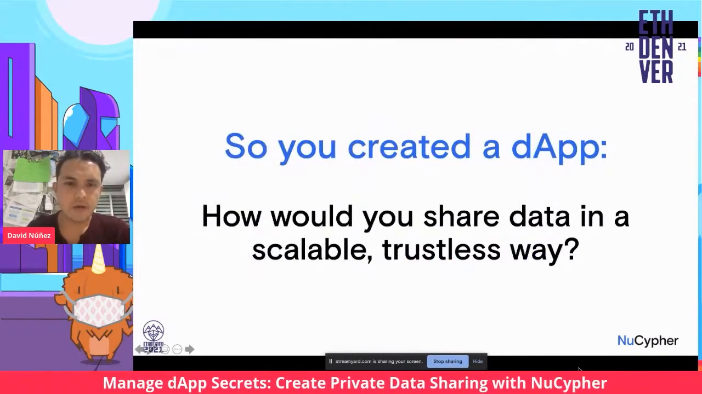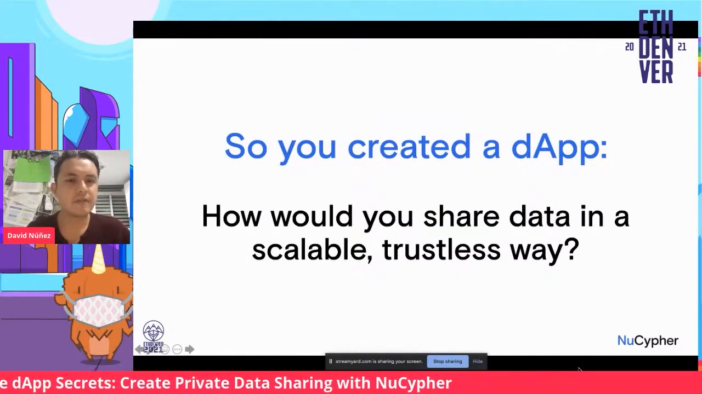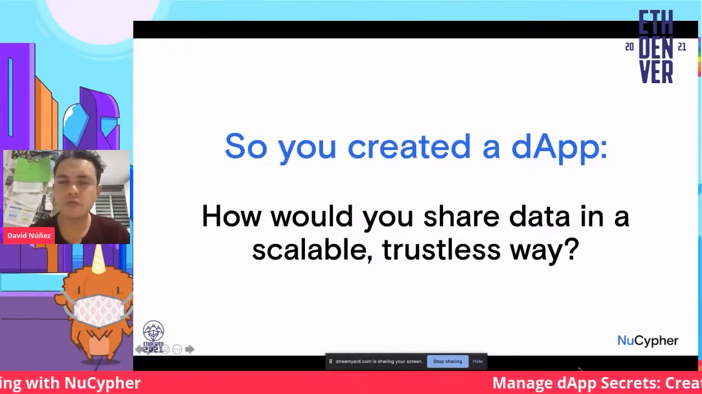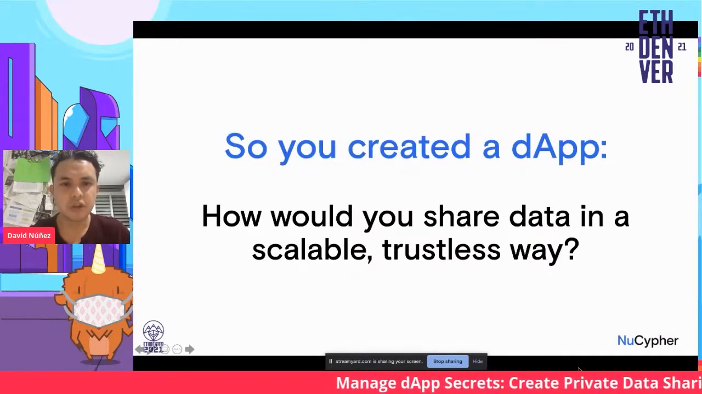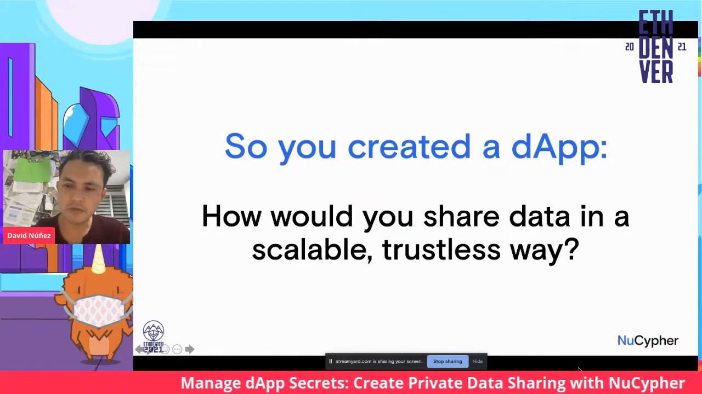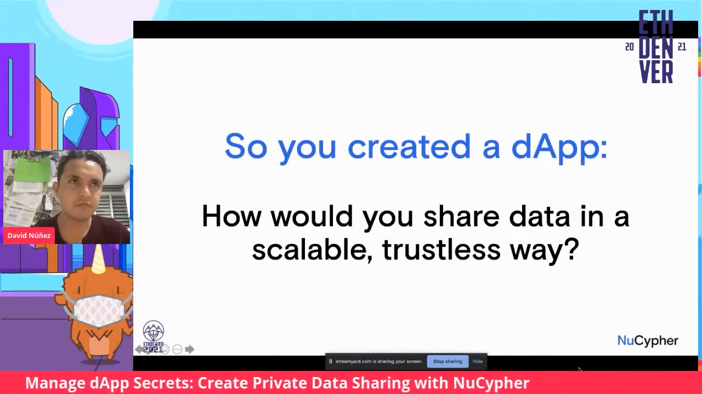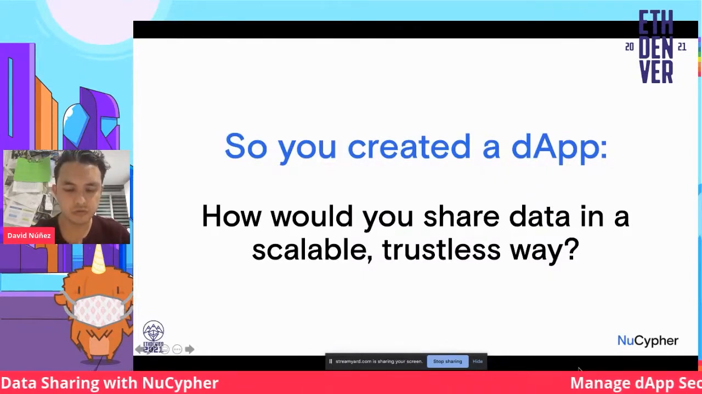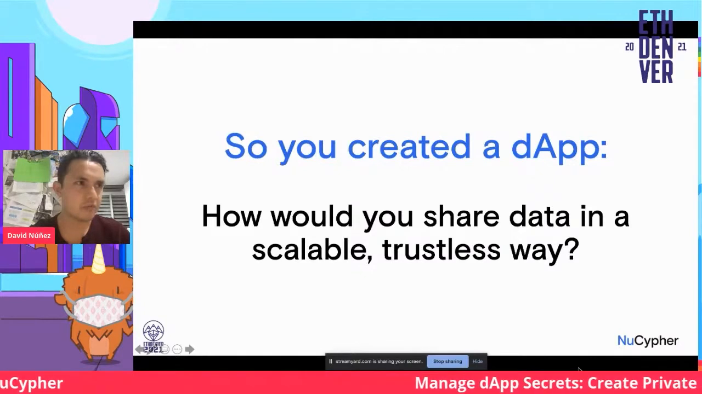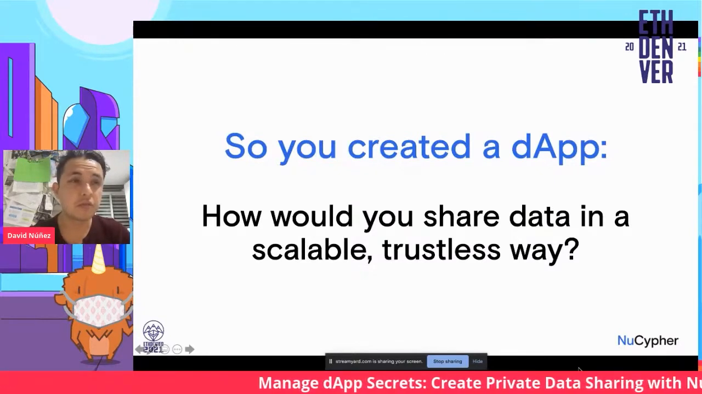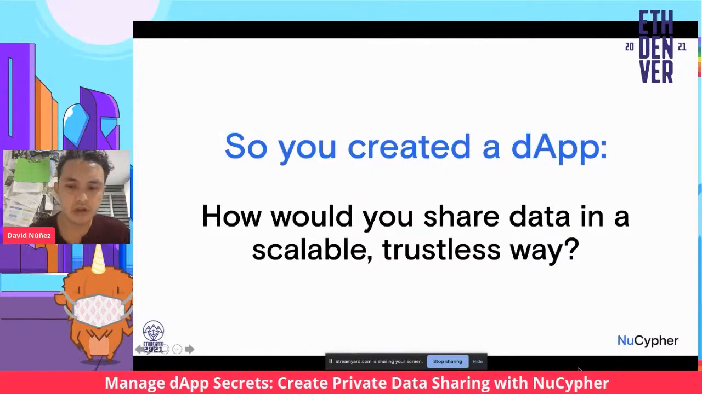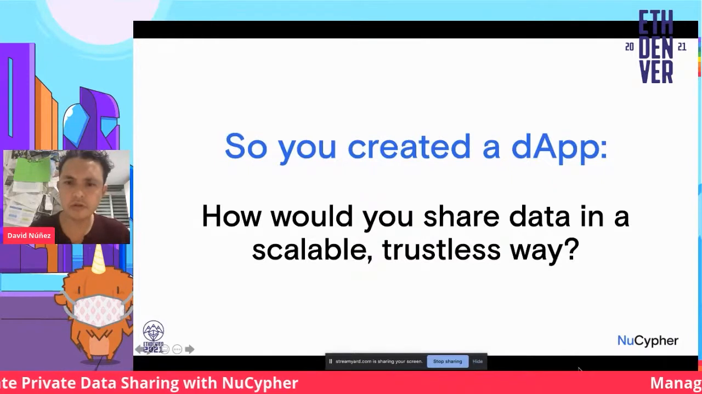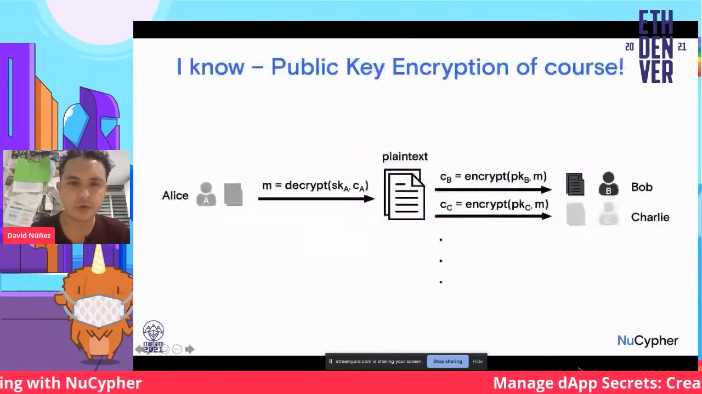So, how do you use NuCypher? You have created a decentralized application. It's great. It works perfectly. But now you have the problem that the users of your application have some data that needs to be shared, and you want to give the users privacy and security for that data. But at the same time, you want users to be able to share information with others. So how can you do this in a scalable and trustless way?